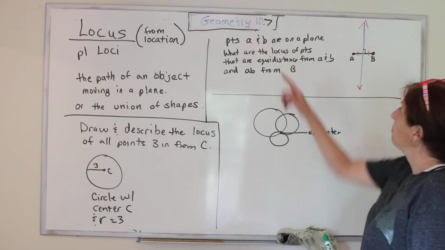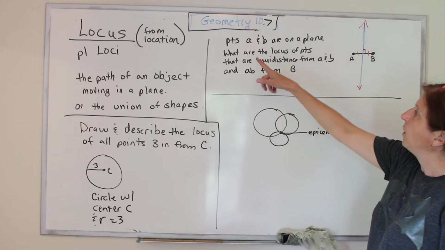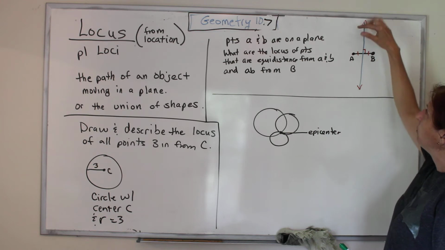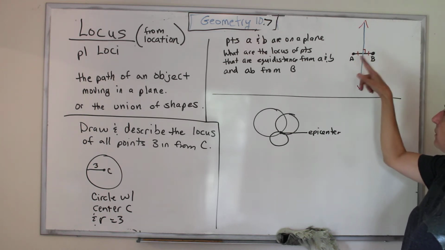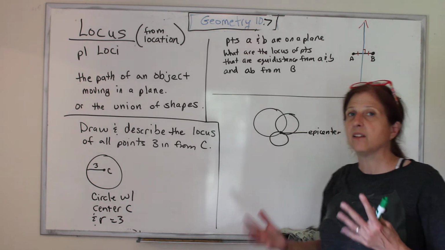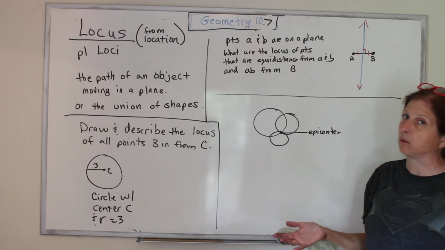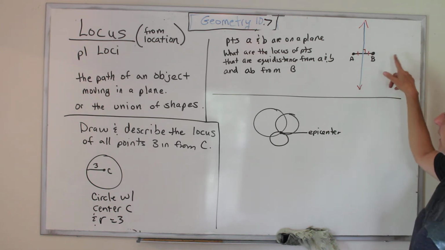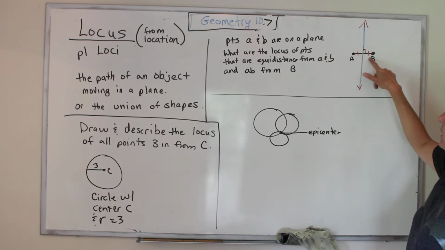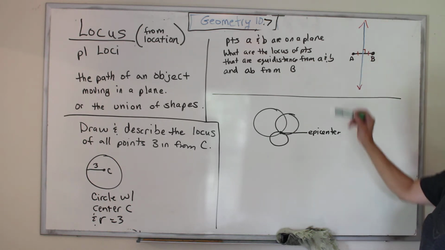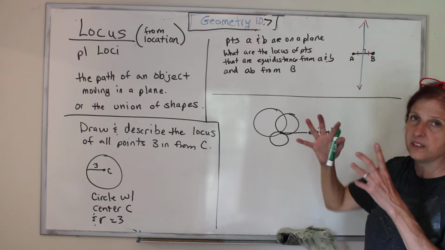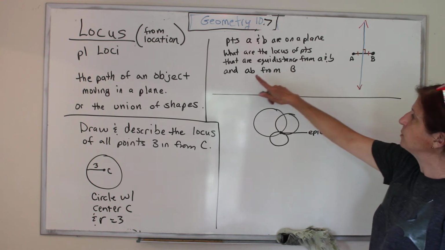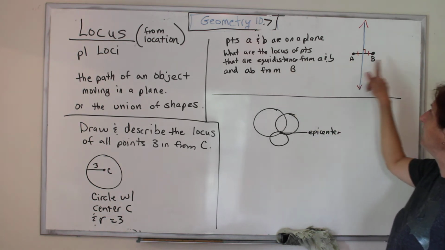So here's another one. Points A and B are on a plane. What is the locus of points that are equidistant from A and B? Well, we know that's a perpendicular bisector from back when we learned about perpendicular bisectors. I know it doesn't look good, but just pretend. Okay, so we know those two segments are equal, and then this makes a right angle. And then the other part of this that we're going to find the union of is that all these points are the distance AB from B.